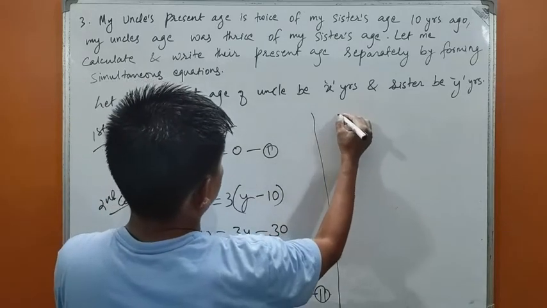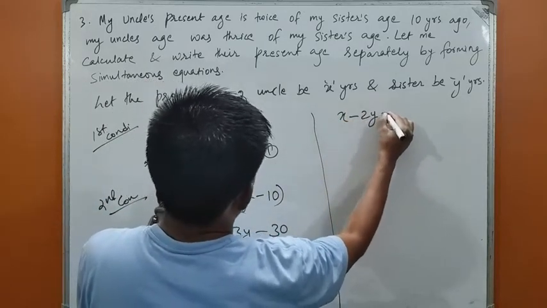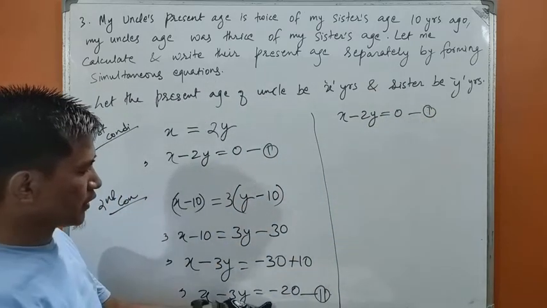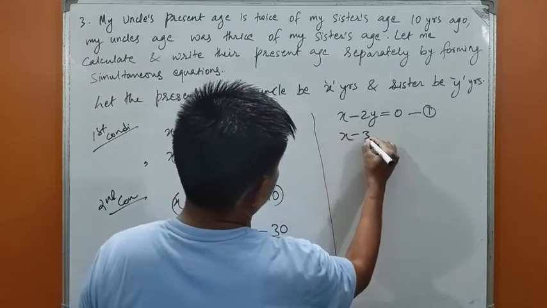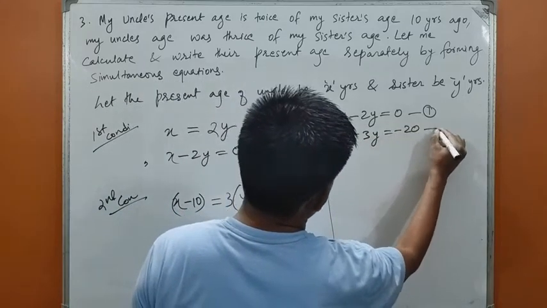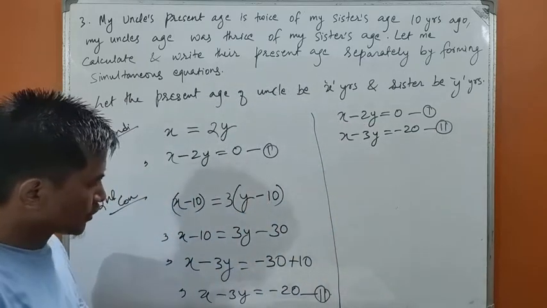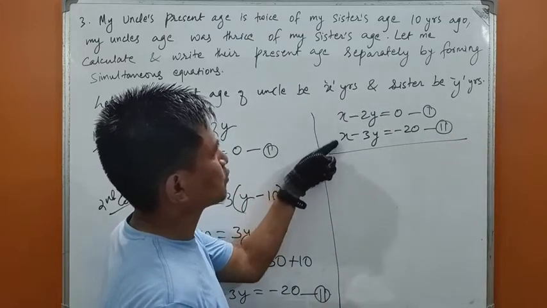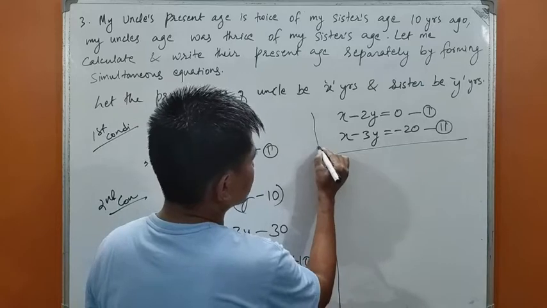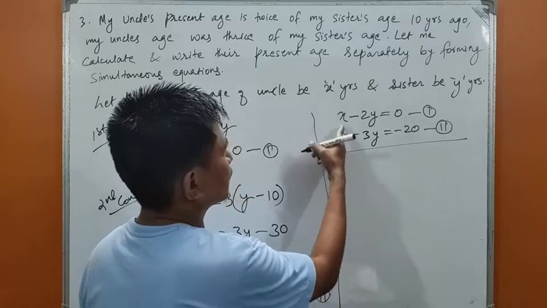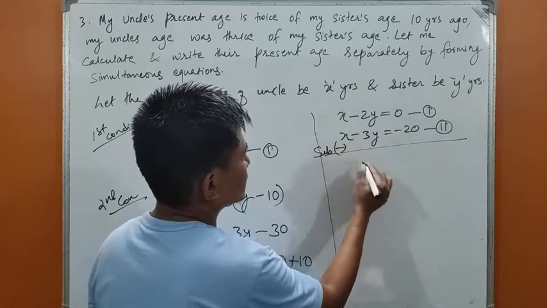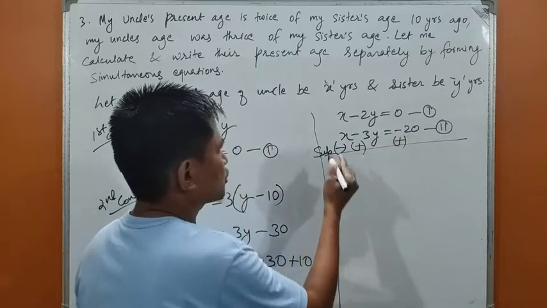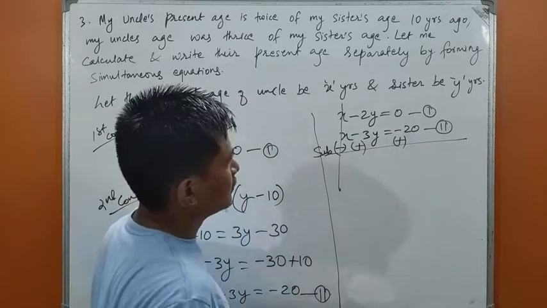So let us write equation 1, x minus 2y equals 0, and equation 2, x minus 3y equals minus 20, isn't it? Now x and x cannot be cancelled because both of them have positive sign, so we need to subtract equation 2 from equation 1. So this plus x becomes minus x, minus 3y becomes plus 3y, minus 20 becomes plus 20, isn't it? So plus x and minus x cancel out each other.